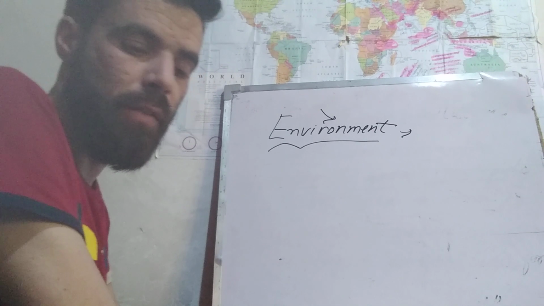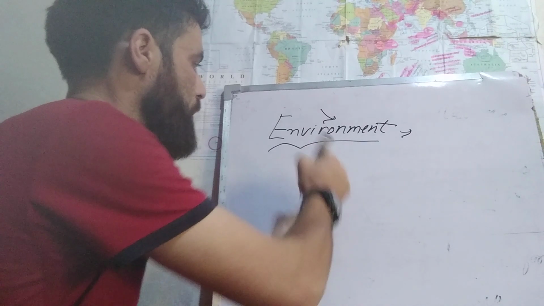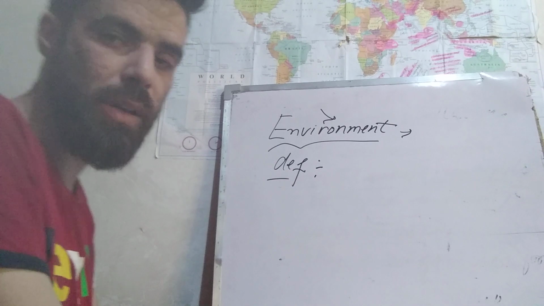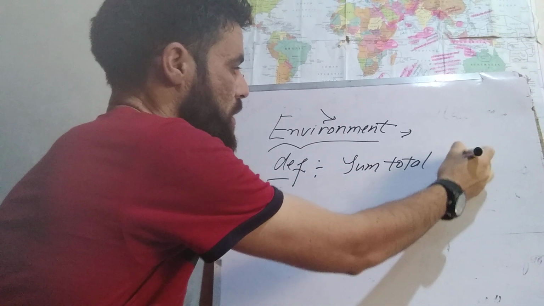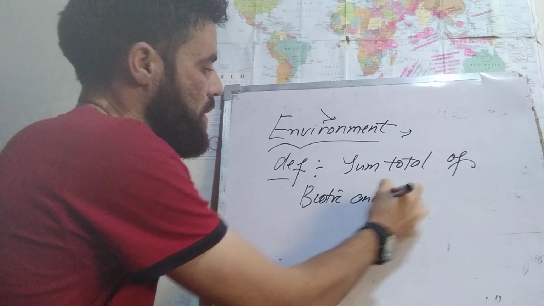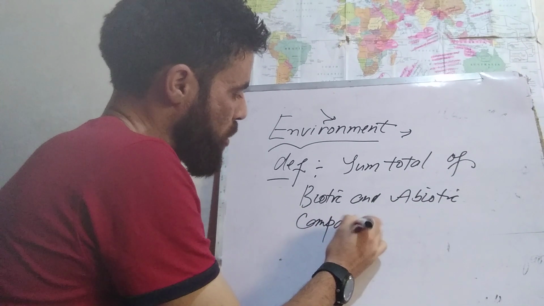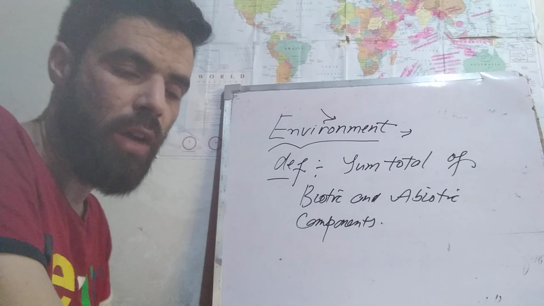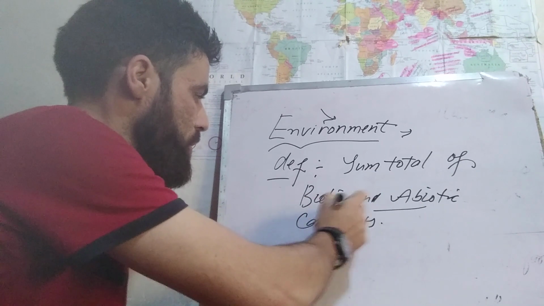Today we'll begin with the term environment. Let's get the definition of the term environment. Environment means sum total of biotic and abiotic components. Whenever we talk of environment, we come across biotic and abiotic components.